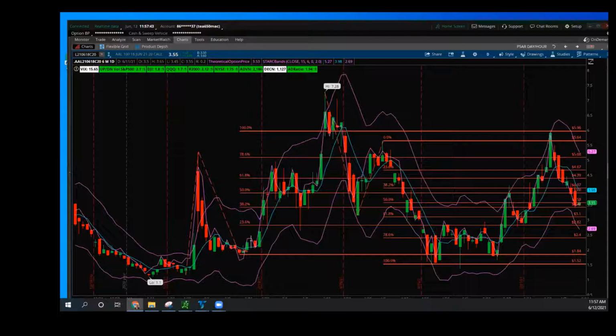I got a new question. Going back to the advanced decline line, do you think that using the daily AD line gives you more whipsaws compared to weekly? Definitely. Basically, you've got to look at the really.